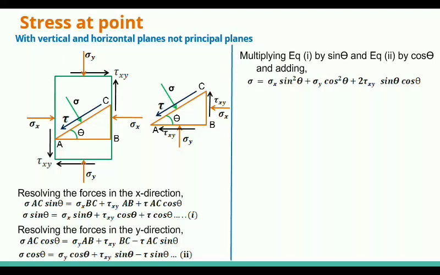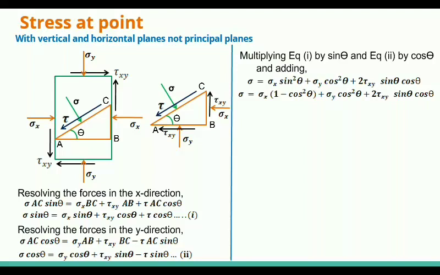So what will we do? Multiplying equation 1 by sin theta and equation 2 by cos theta and adding. So what will you get? You will get sigma is equal to sigma x sin square theta plus sigma y cos square theta plus 2 tau xy sin theta and cos theta. And you can write 2 sin theta cos theta is equal to sin 2 theta. There is a trigonometric relation.